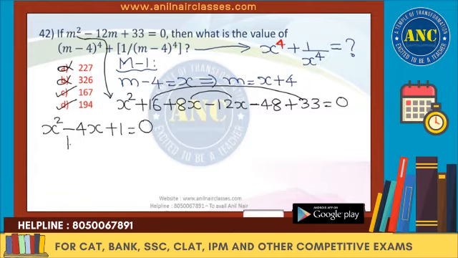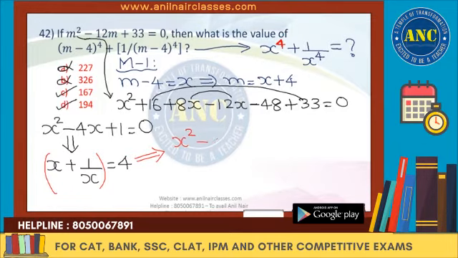Now from this I can directly conclude that if x square minus 4x plus 1 is equal to 0, then x plus 1 by x will be equal to minus 4 shifted to the right hand side, it becomes plus 4. Now we also know another beautiful thing: if x plus 1 by x is equal to 4, this implies that x square plus 1 by x square will be 4 square minus 2.